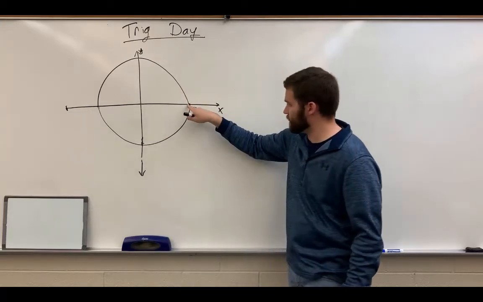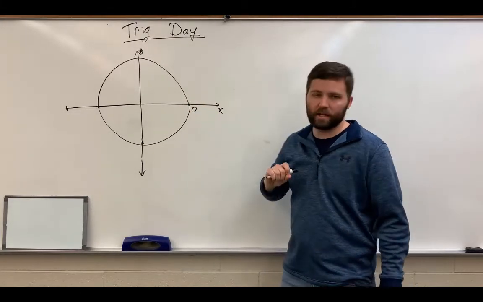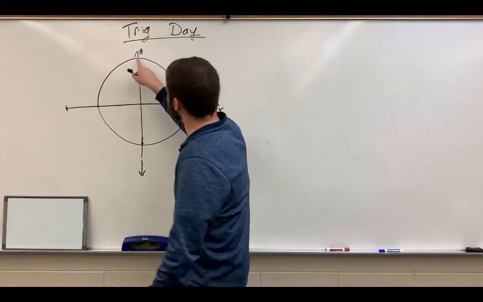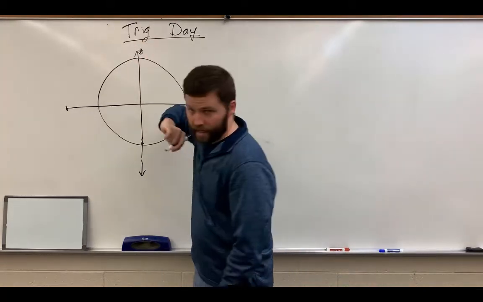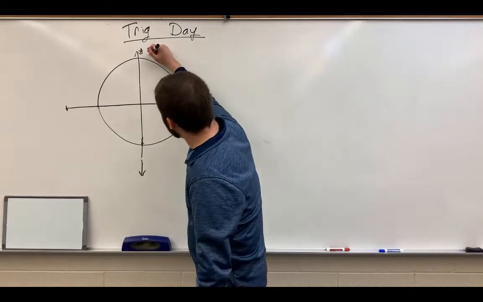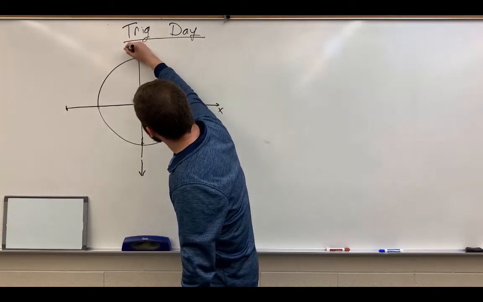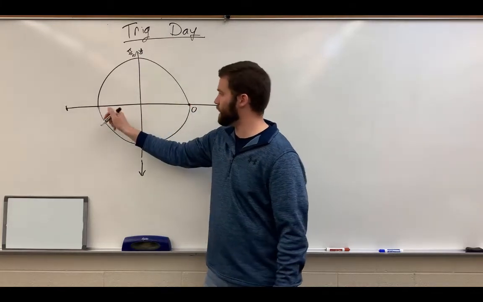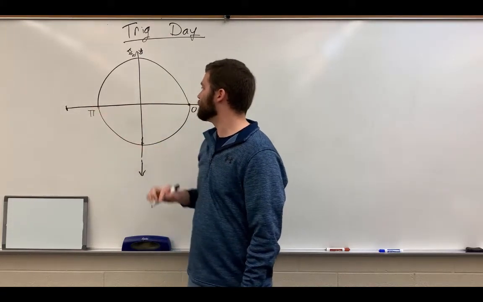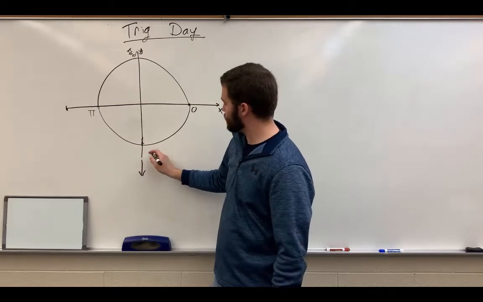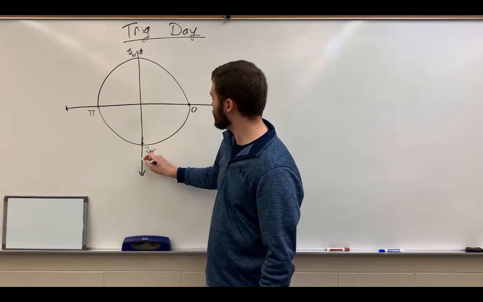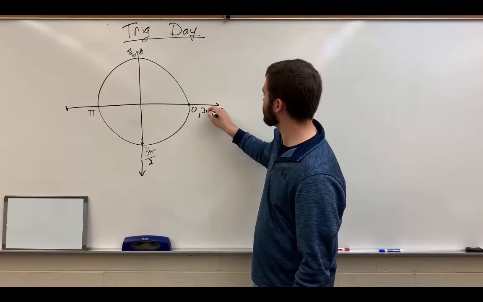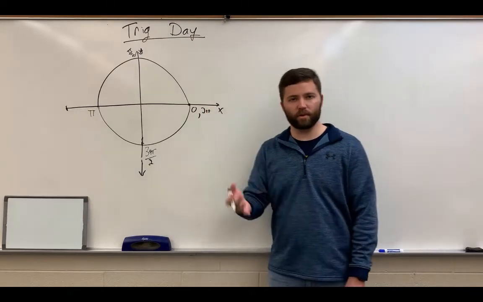On the positive x-axis right here, that is an angle of 0 radians, 0 degrees as well. As you move around the unit circle, up here at 90 degrees would be pi over 2 radians. Remember, halfway around the circle is pi radians. 3/4 of the way around is 3 pi over 2 radians. And then all the way around is 2 pi, so this is also 2 pi radians with 360 degrees.